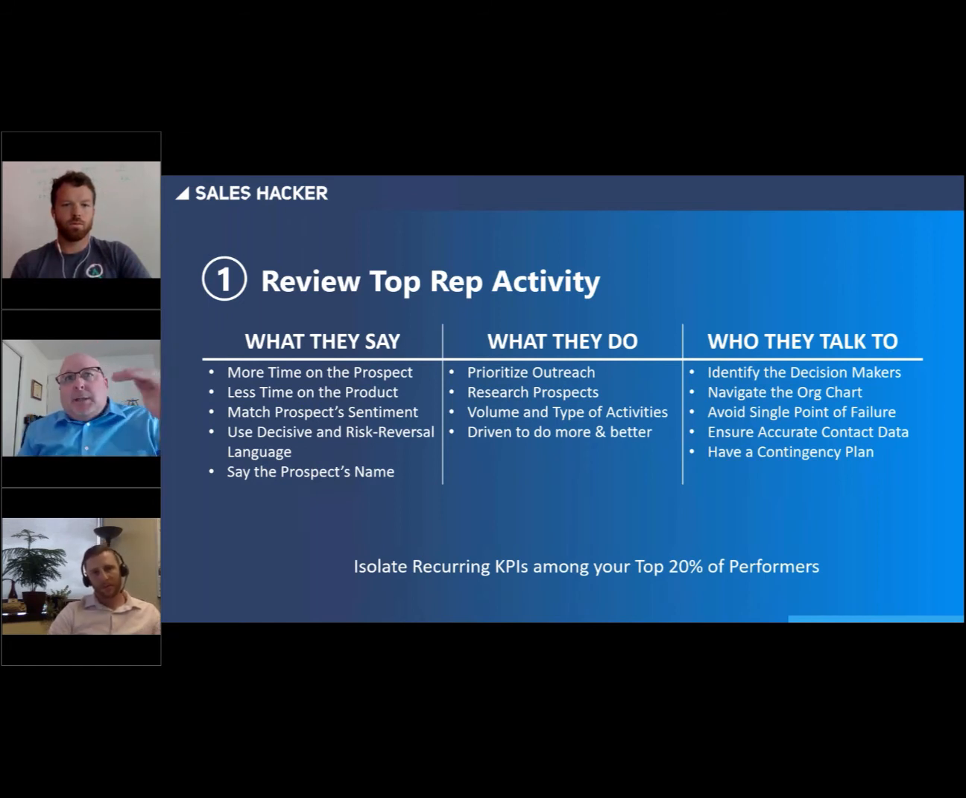I know these are very isolated, or very generic statements, but you need to figure out, well, how do they identify this decision maker? How do they navigate the org chart? Do they avoid single points of failure? How do they do that, right? You've got to dig into what your top performers do at your org to make sure that you can clone that in your other reps.